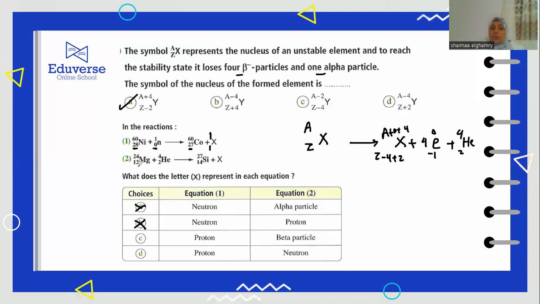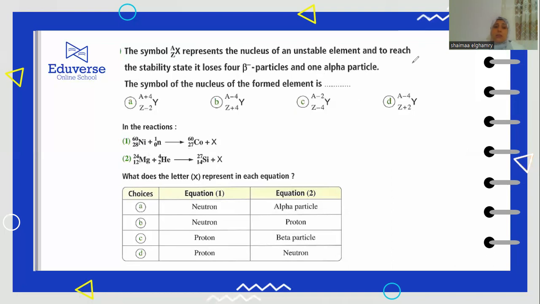Another equation, or equation 2. Here, magnesium 12 plus helium 2, so 12 plus 2, 14. Here we have silicon 14, so the atomic number here will be 0. What about mass number? Mass number 24 plus 4, it's 28. And here 27, so we need only 1 here. So this X represent what? The neutron. Because neutron, the one which change the mass number, but doesn't change the atomic number.